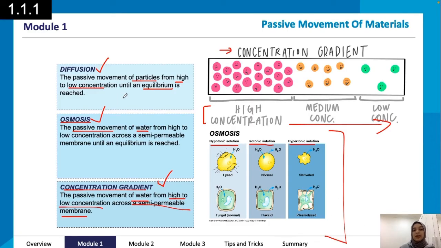So again, be able to identify diffusion. What is it? It's a passive movement of particles from high to low concentration until equilibrium is reached. Osmosis, passive movement of water from high to low concentration across a semi-permeable membrane. Again, until equilibrium is reached. And concentration gradient, passive movement of water from high to low concentration across a semi-permeable membrane. Those are the 3 for passive movements that you want to be able to remember.